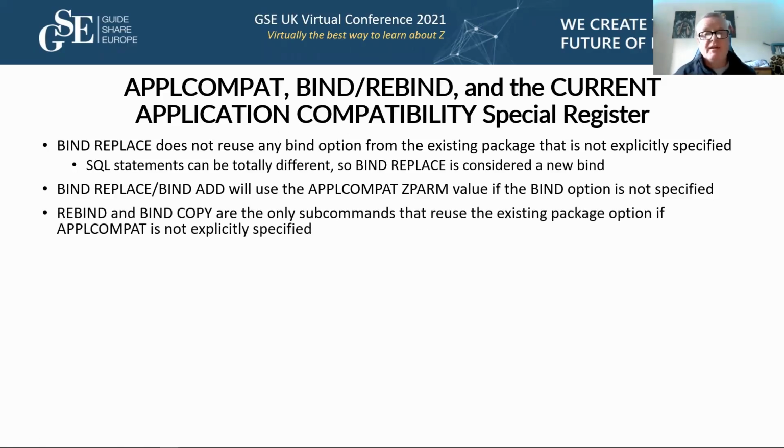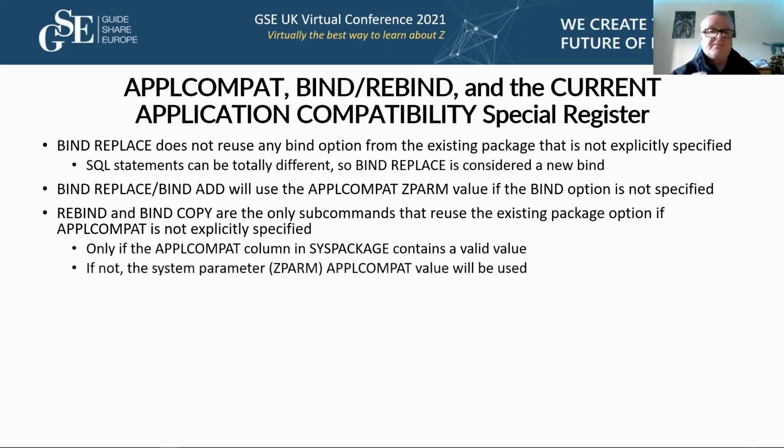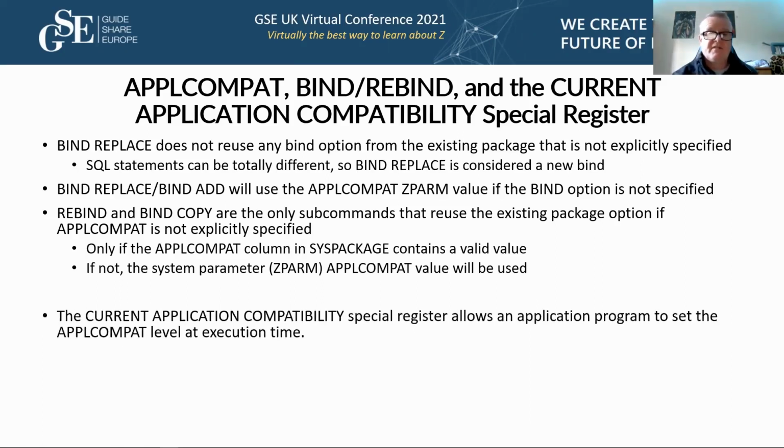Rebind and bind copy will just do what they say. So they will reuse the existing package options if you don't specify something different, or if you don't specify something specifically. So you're going to need the APPLCOMPAT column in SYSPACKAGE to contain a valid value, or if not, it's going to use the one in the ZPARM. So again, that's fairly straightforward.